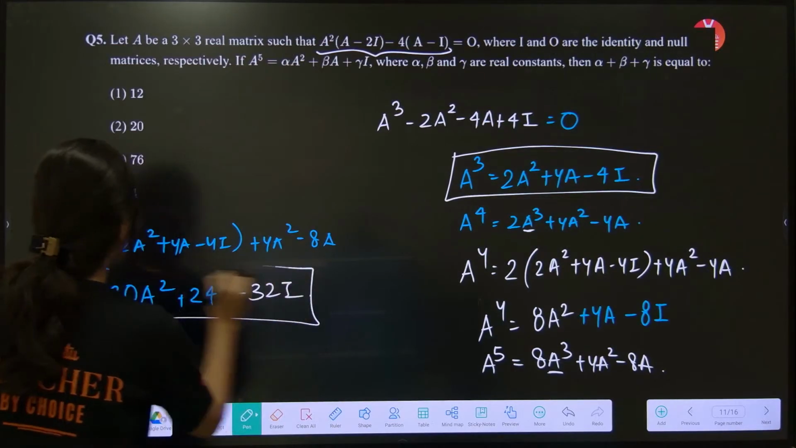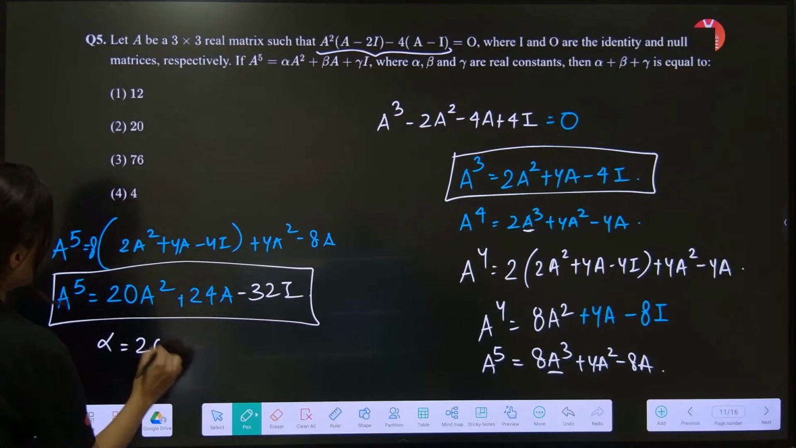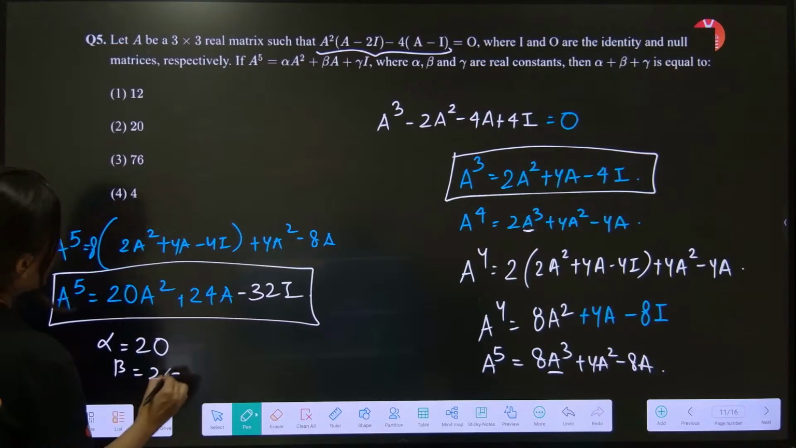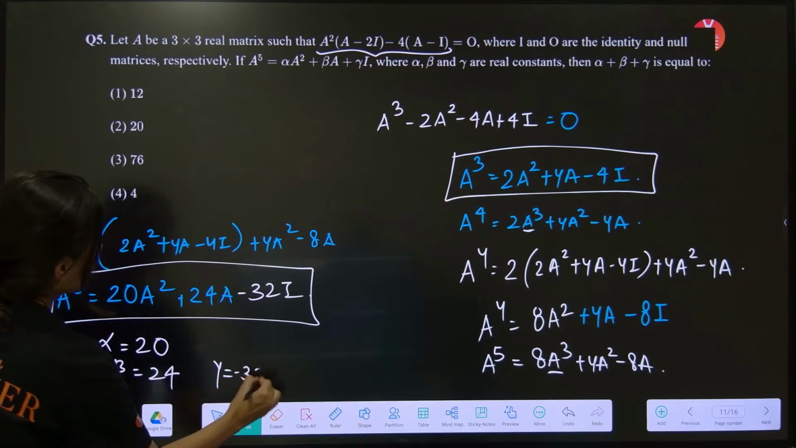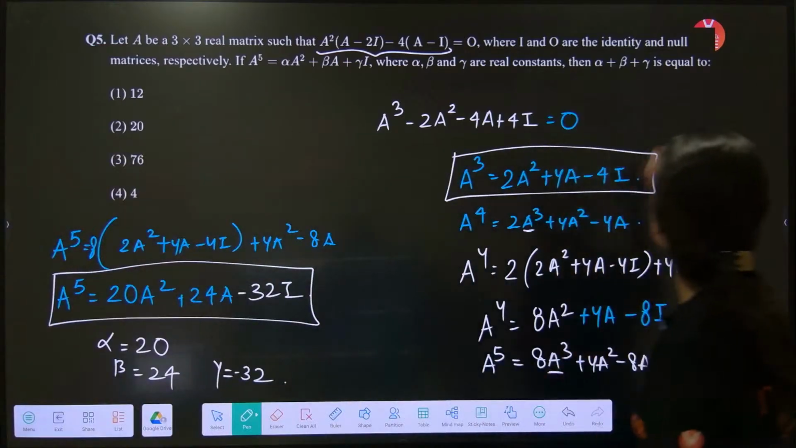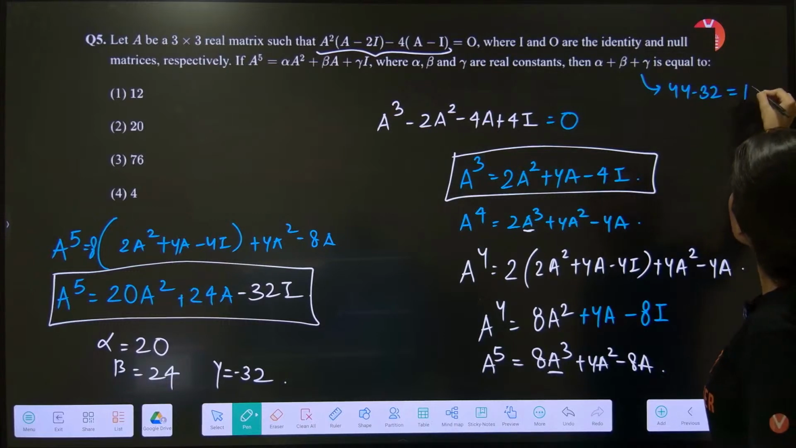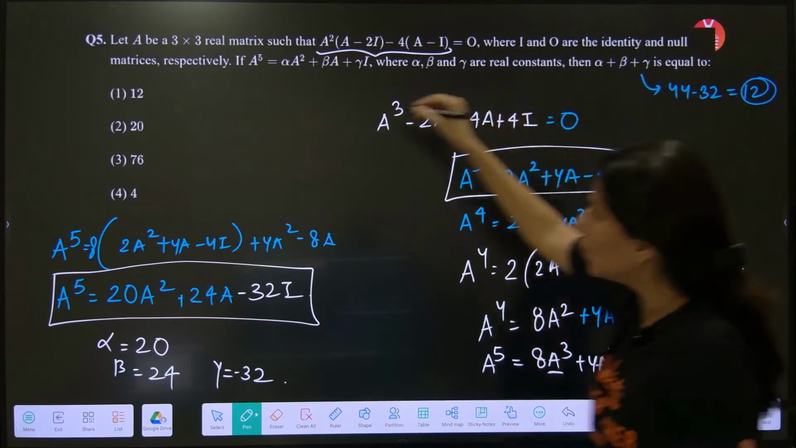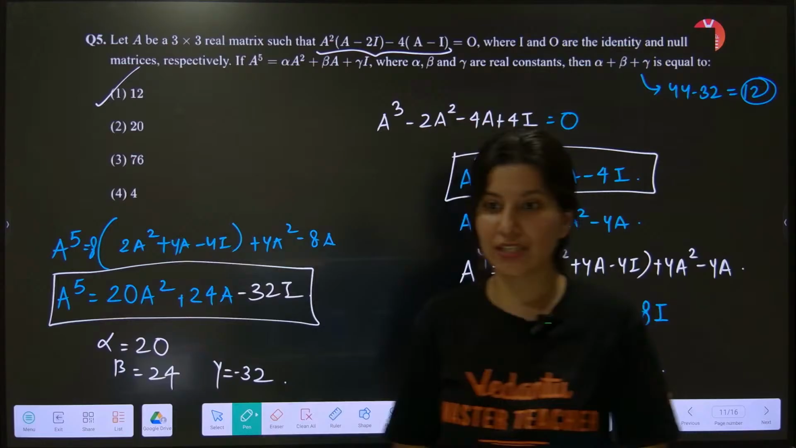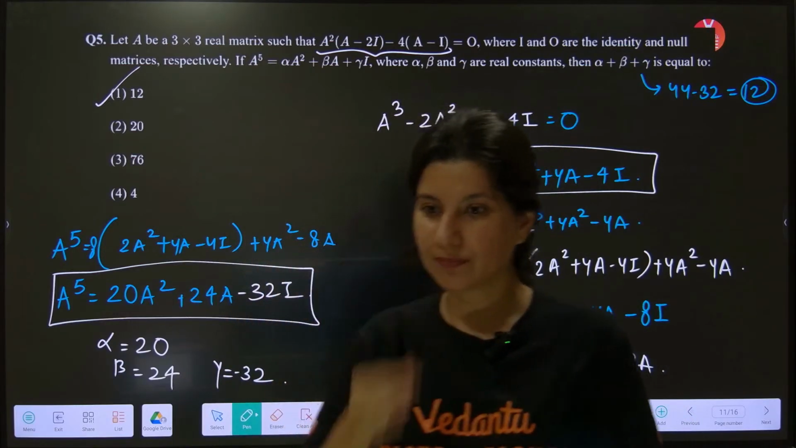Now you can compare with the equation given. Alpha is equal to 20. Beta is equal to 24. Gamma is minus 32. So alpha plus beta plus gamma is 44 minus 32. 44 minus 32 is going to give you just 12. Do we have 12 in the options? Option A. Yes? Okie dokie.